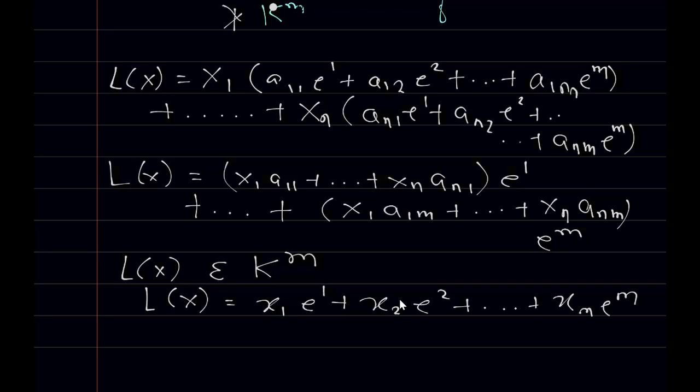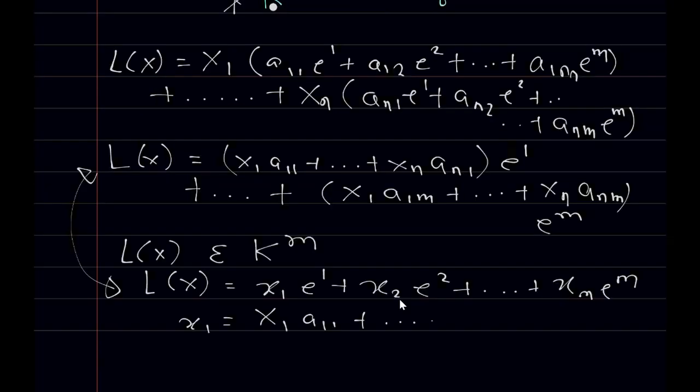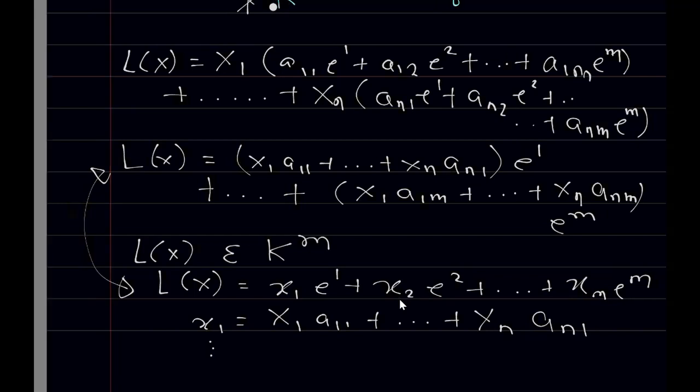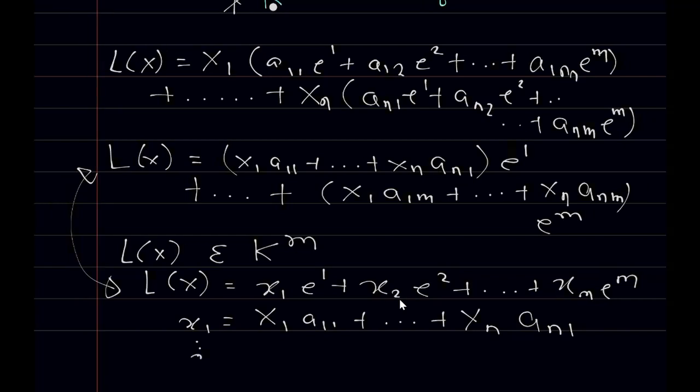And now if you compare it with the above part, you see that small x1 is equal to capital X1 a11 plus dot dot dot plus capital Xn an1. Similarly, the other components can be written: small xm can be written as capital X1 a1m plus dot dot dot plus capital Xn anm. So now you see that you got a matrix representation for the matrix A.